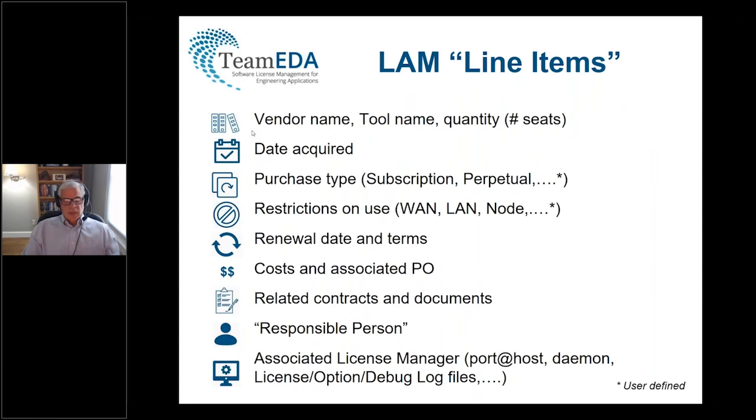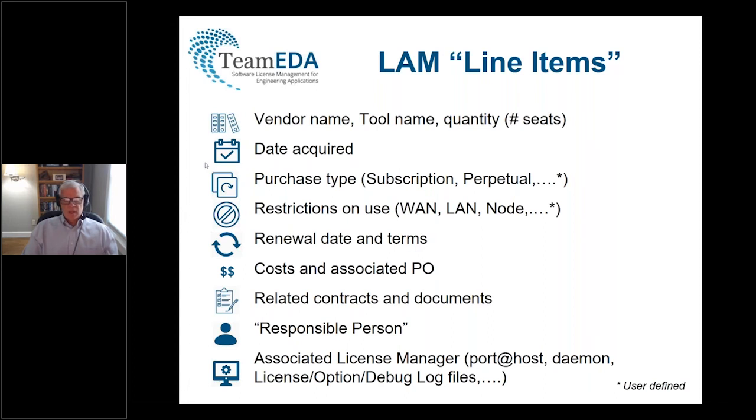With the license asset manager portion of LAMUM, we take a look at the licenses from a line item perspective. And again, just to mention again, the most important information is understanding the vendor name, the tool name, the number of licenses associated with it. When was it acquired? When does it expire? The purchase type. And much more information that's important going forward, and understanding that responsible person who's going to be the champion or advocate for the license, negotiating new contract or license terms, and taking action to ensure that the licenses are renewed in a timely fashion.